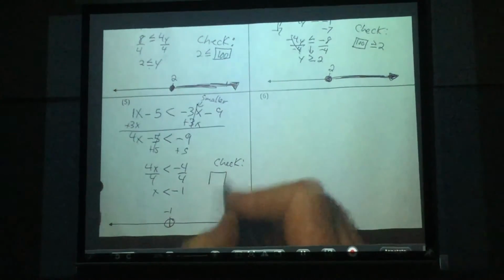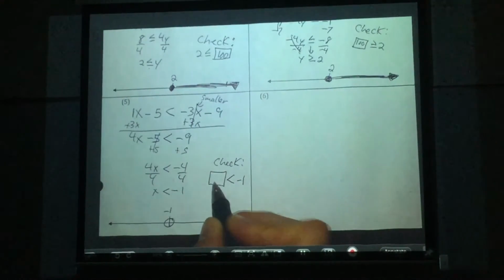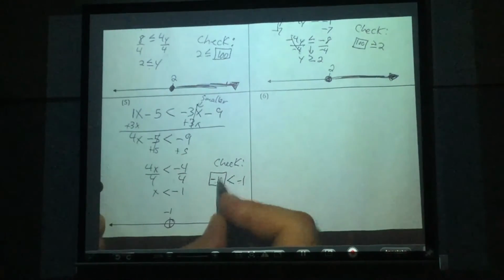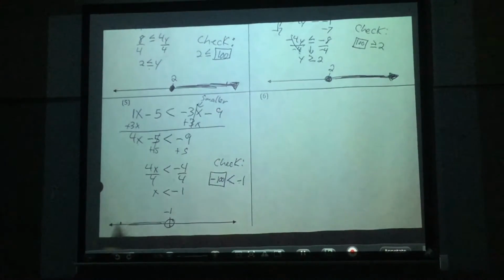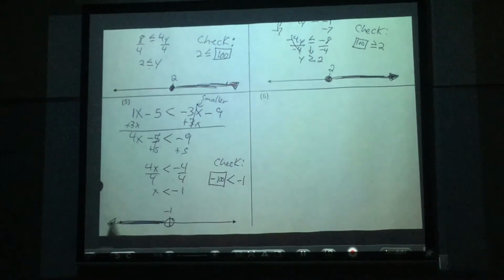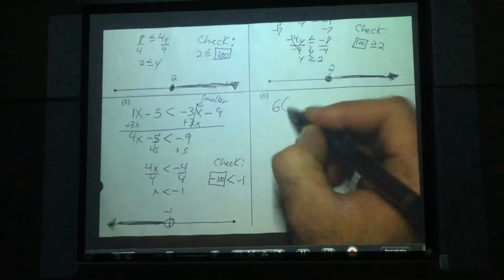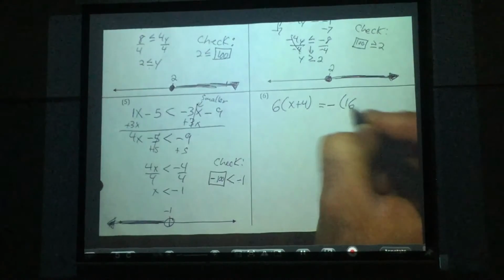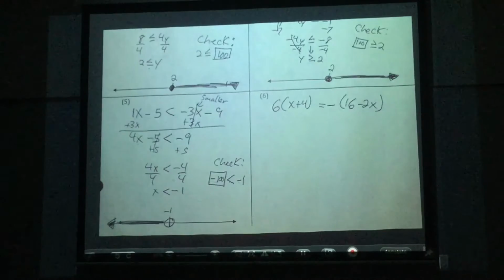by putting something in for x that has to be less than negative 1. If we put 100 in here, is 100 smaller than negative 1? No. Is negative 100 smaller than negative 1? Yes, it is. So where is negative 100? It's on the side over here, so we're going to shade that way. Okay? Now, this is the last problem for you. We have 6 times x plus 4 equals negative 16 minus 2x. Okay? So go ahead and do this problem on your own, and then we'll go over it after you answer the question.